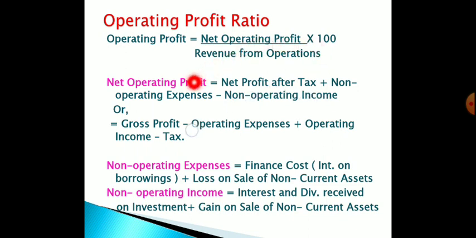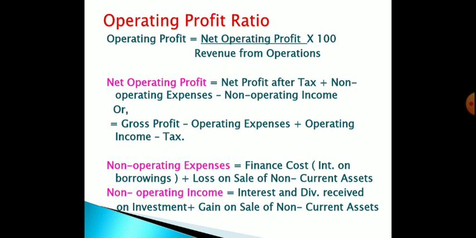So how to find the net operating profit? That is net profit after tax plus non-operating expenses minus non-operating income. Now what are non-operating expenses? The expenses which are not related to core activities or the main activities of the business. It can be a one-time or unusual cost which is incurred by the business.